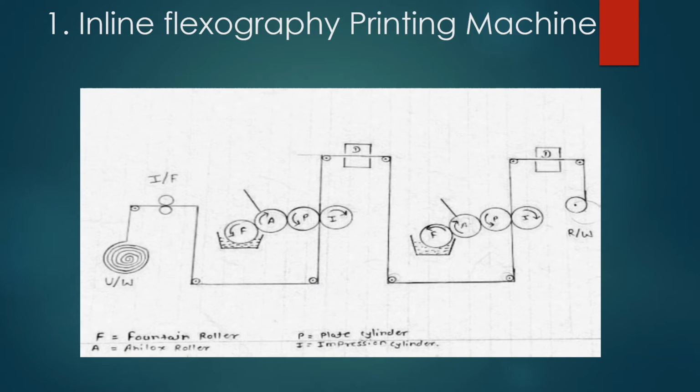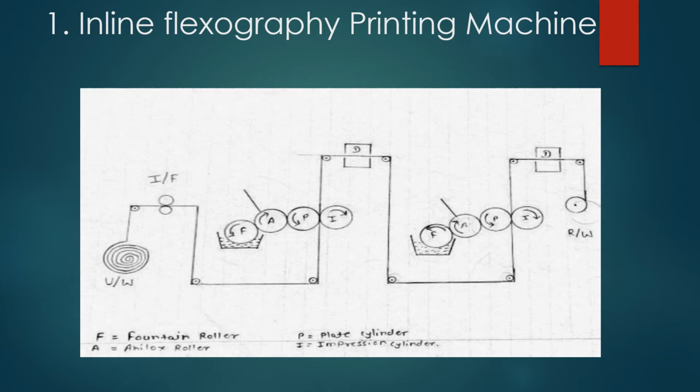You can see the schematic diagram of inline flexographic printing machine. This is for the better understanding of students. This is a schematic diagram which starts with the unwinder. The purpose of the unwinder is to feed the substrate towards the printing unit. After the unwinder, in some process there is a dancer roller system. After that there is an infeed system. The purpose of the infeed system is to maintain the web tension.